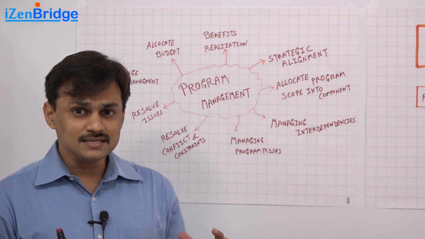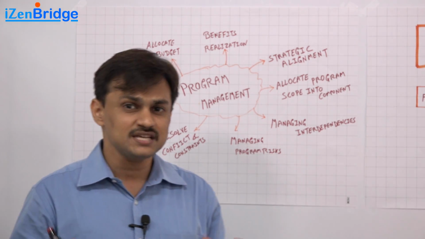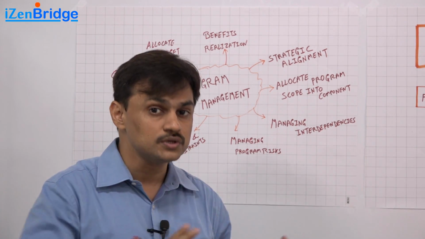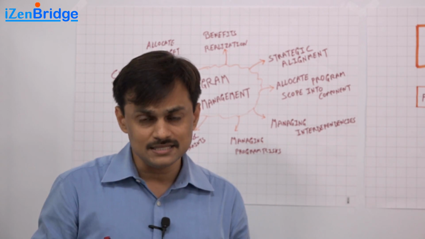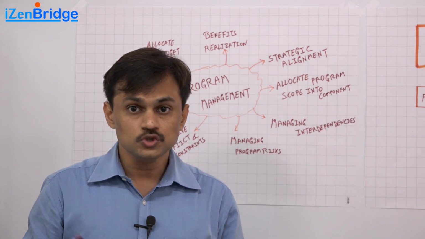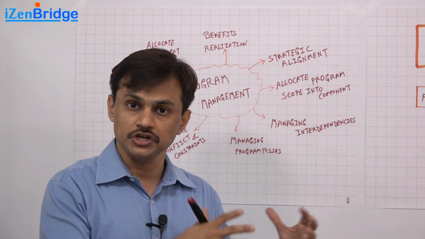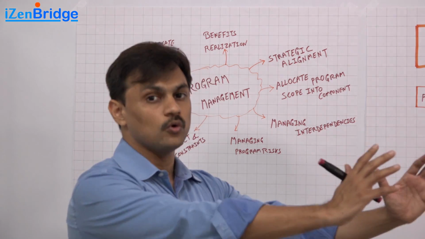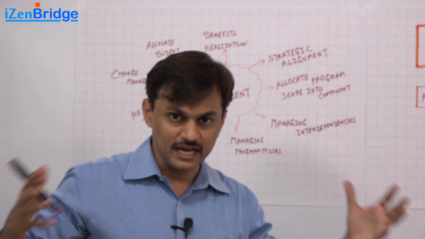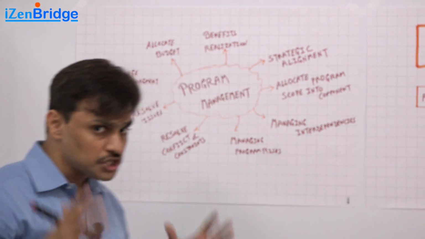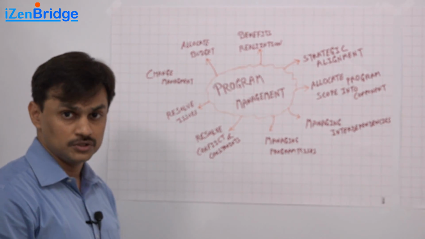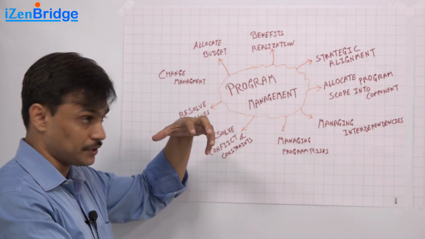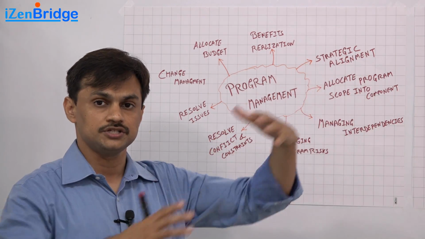The PMBOK tells us when you have related projects which have some interdependencies and they are moving towards a common goal, it makes sense to group them under a program so that they can utilize some of the shared resources. Somebody can focus on achieving the combined goal, which we call the program objective for that particular initiative. So in general, program management ensures all the projects under that particular program are aligned towards the strategic objective.